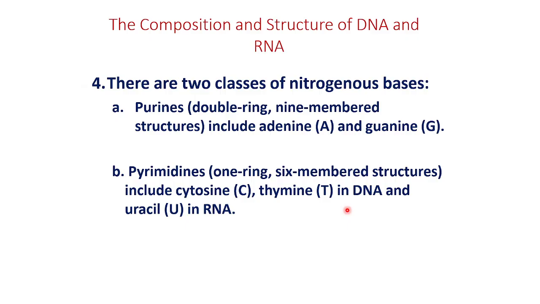Okay, now there are two classes of nitrogenous bases that need to be discussed and remembered as well. You have the purines, that's a double ring 9-membered structure that includes adenine and guanine. You have the pyrimidines, that's a 1 ring 6-membered structure that includes cytosine, thymine in DNA and uracil in RNA.